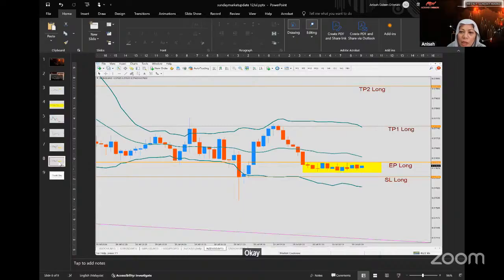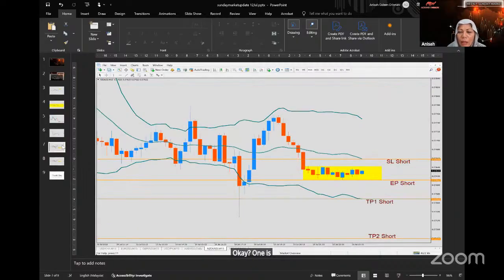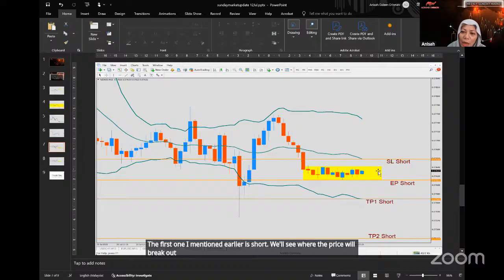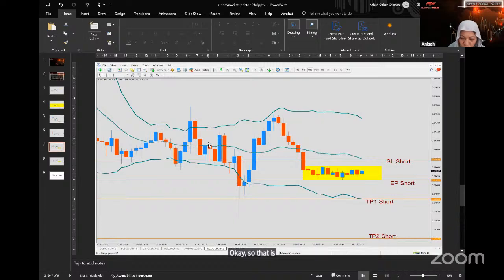So remember, there are two possible setups here for Kiwi dollar. One is long, and the first one I mentioned earlier is short. We'll see where the price will break out. Where will they be heading? Okay, so that is for Kiwi dollar. Right, let me shift back to MT4.